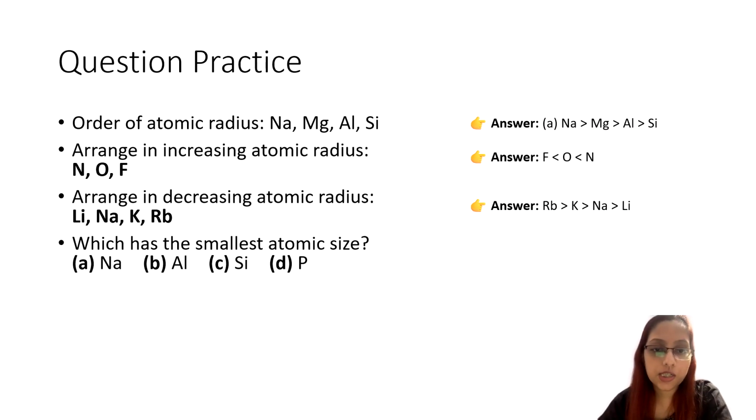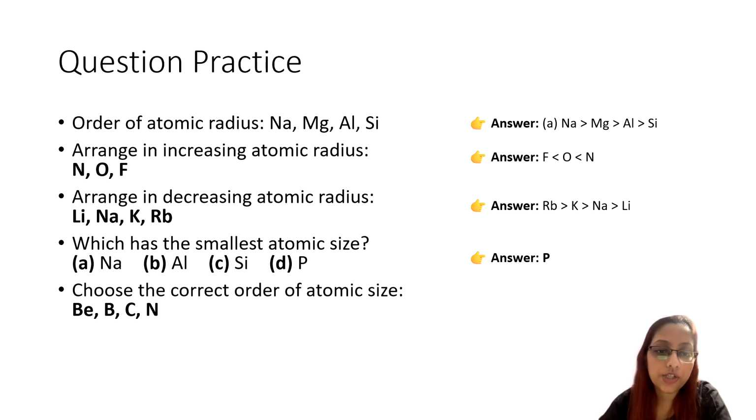The next question is, which has the smallest atomic size: sodium, aluminum, silicon or phosphorus? These are all in period 3, and as we go across a period, the size decreases from left to right, and phosphorus is the farthest to the right among these options. So it has the smallest atomic radius, and the correct answer is option D, that is phosphorus.